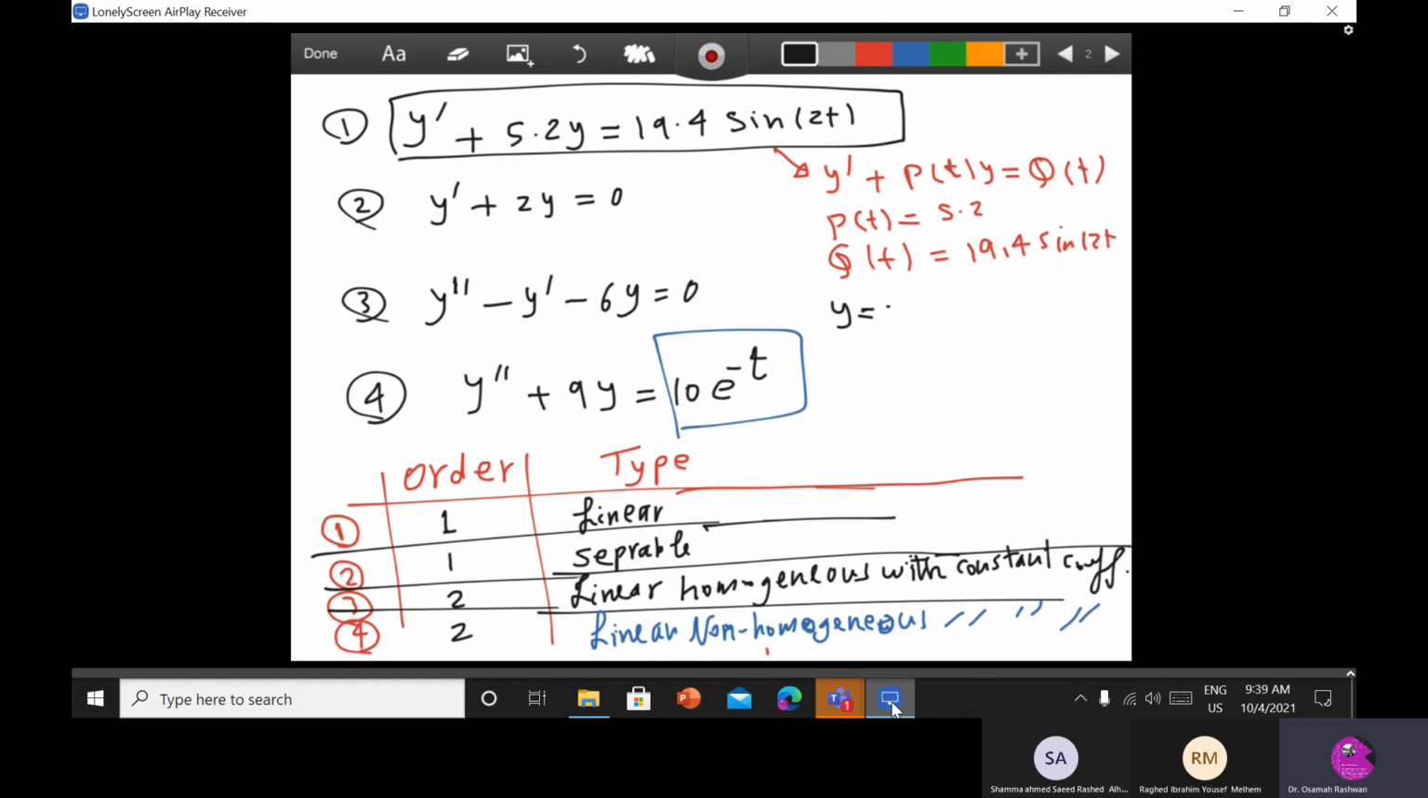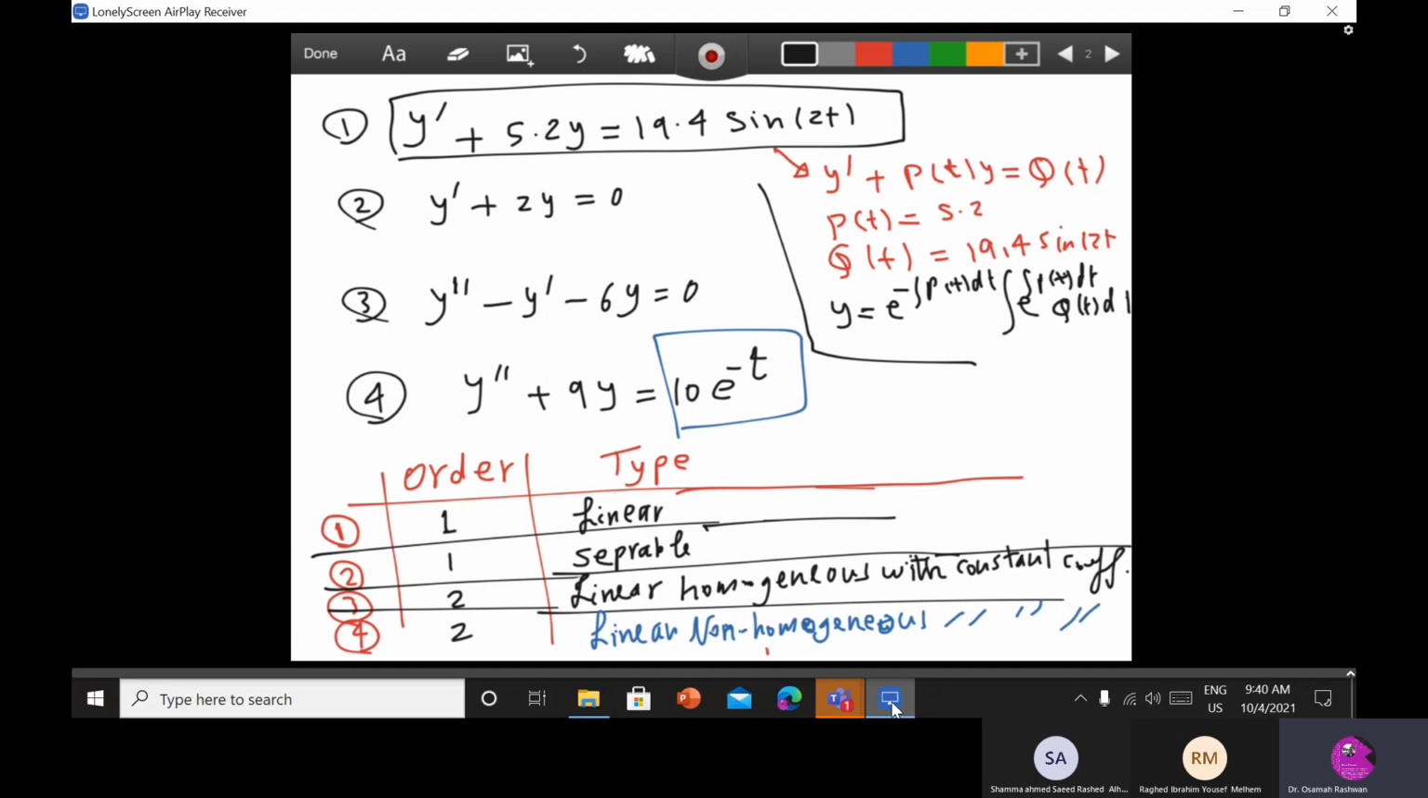y equal to e to the minus integration of p(t) dt, times the integral of e to the integration of p(t) dt times q(t) dt. Let's write q in a proper way. So you just need to do what? You're just integrating p(t) and so on.